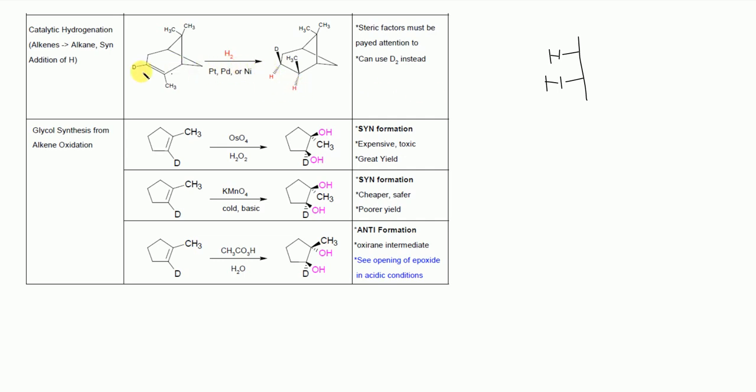You need to be careful about the stereochemistry and make sure that you have the D and the CH3 on the same side. One thing I would like to add about this is that you can write the hydrogens up or down. I don't think it really matters, just as long as they're syn and you write them out in syn. That's the only thing that matters about this reaction.